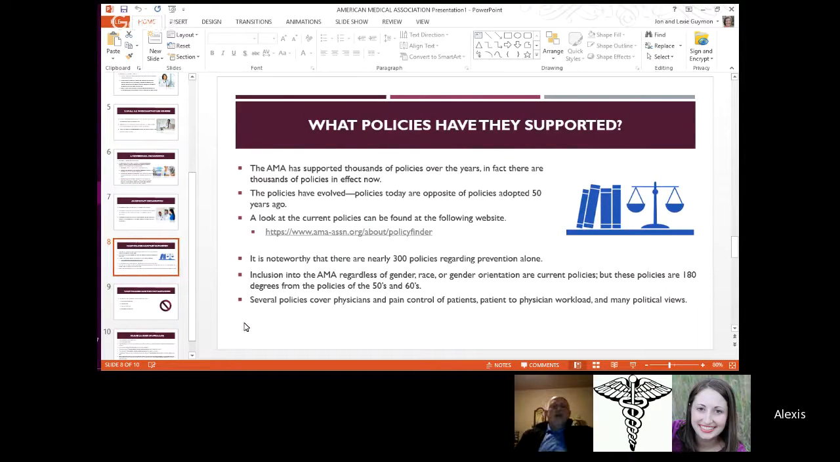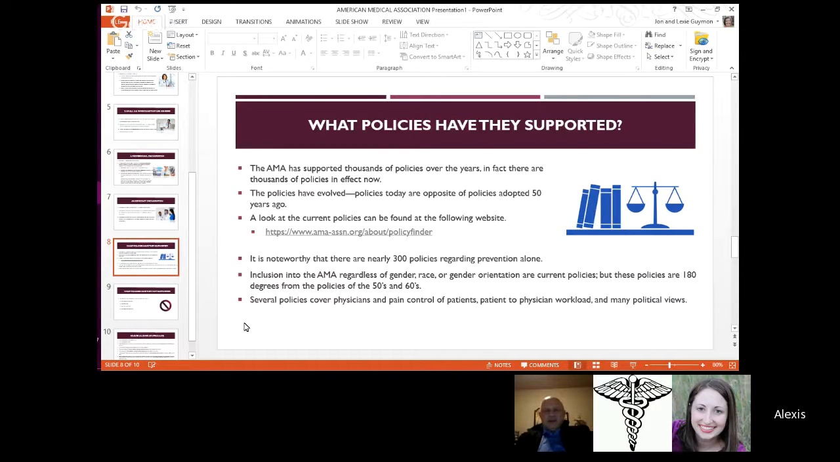And regarding the policies they've supported, there are thousands of policies right now in effect. They have a website down there that's marked a policy finder, and it's kind of like a Google search for just AMA policies. You can find 300 or 400 just on prevention, for example. Another subject might be pediatrics. There might be a few hundred policies just on pediatrics.